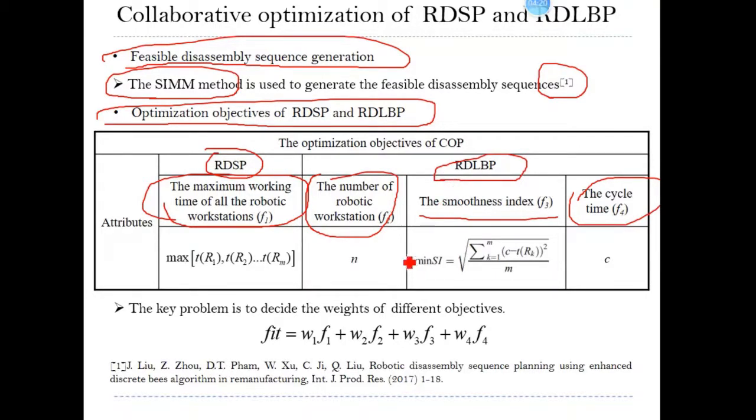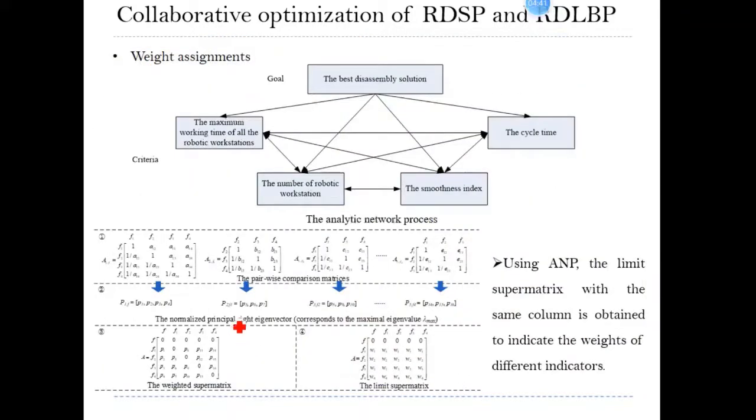So if we have 4 optimization objectives, we need to assign suitable weights to different objectives. Here we need to know what the suitable weights are, like omega 1 to 4, for the different objectives. Based on this, we use the ANP, which is short for analytic network process, to generate the weights for different indicators.